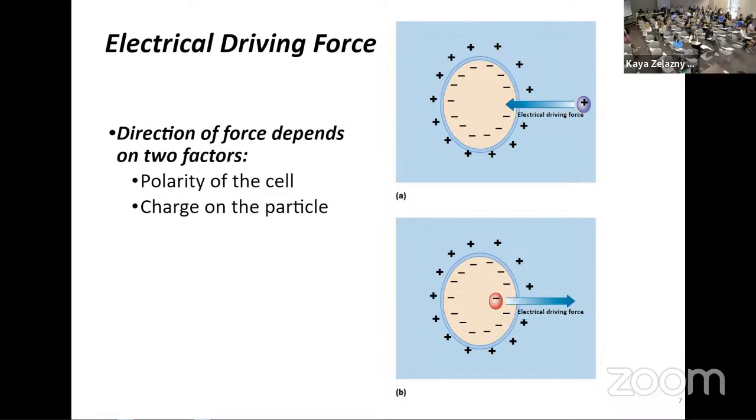Questions about our setup here for the electrical driving force, the EDF?